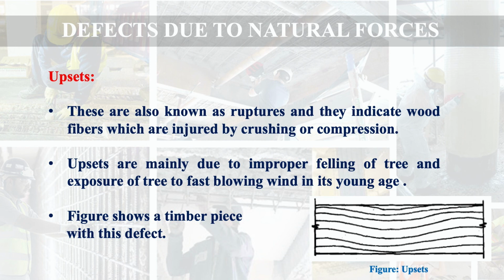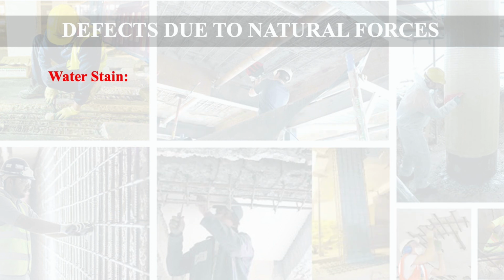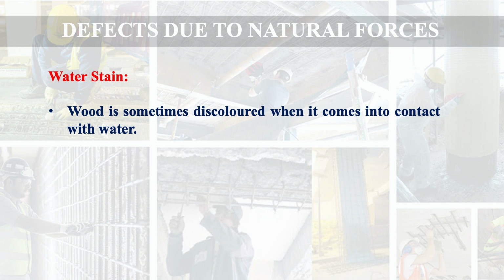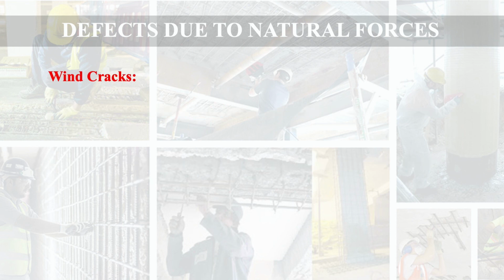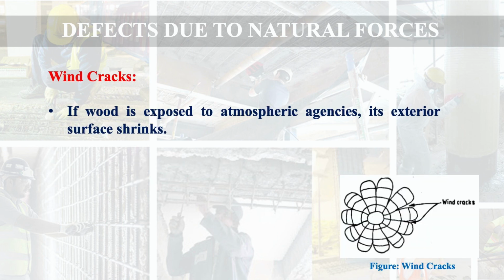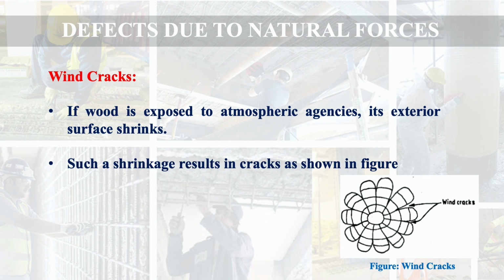Now next we move to water stain. Wood is sometimes discolored when it comes into contact with water. This is known as water stain and this defect is usually found in converted timber. Now we move to another defect, wind cracks. If wood is exposed to atmospheric agencies, its exterior surface shrinks. Such a shrinkage results in cracks as shown here in the figure. These are known as wind cracks.